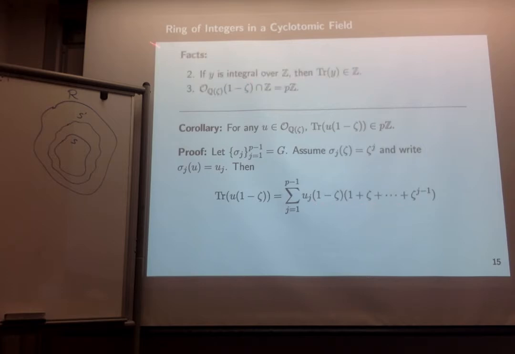Now we're going to use these two facts, that being integral over Z means that your trace is in Z. Now we're assuming u is integral over Z, 1 is integral over Z, and negative zeta is integral over Z. And they form a ring, so this whole element is integral over Z. So what that means is that this sum, whatever it is, is integral over Z, and so its trace has to be an element of Z. Now, what's highlighted in orange, those are all in the cyclotomic integers, and so what that means is that this sum is actually in the ideal generated by 1 minus zeta in the cyclotomic integers, but I also said that it lies in Z, so it's also in Z, which by our third fact is pZ. So we proved what we wanted to prove.